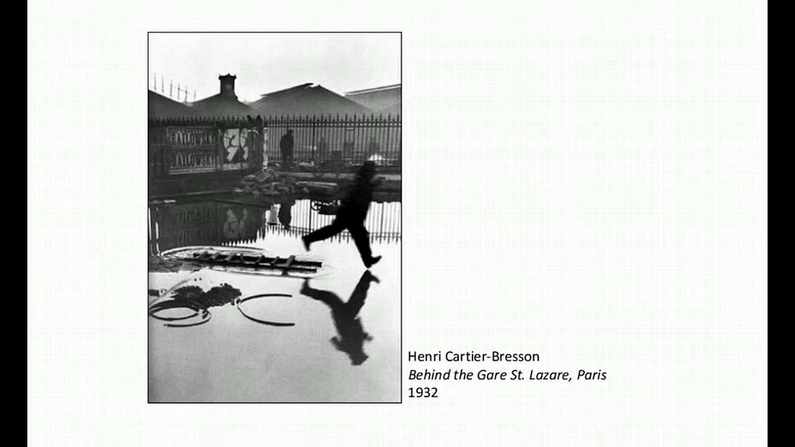Henri Cartier-Bresson giving us this wonderful shot of a man who seems to be floating in the sky. It's hard to understand what is sky, what is water in this image. And this is a shot taken from behind the train station that Claude Monet famously painted the interior of, that I showed you in the first week.